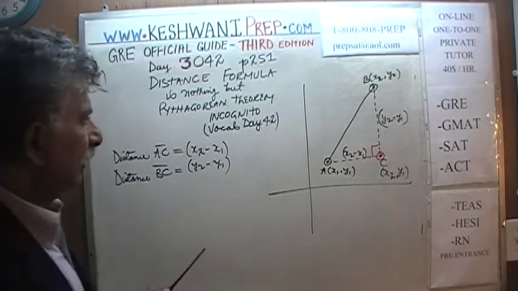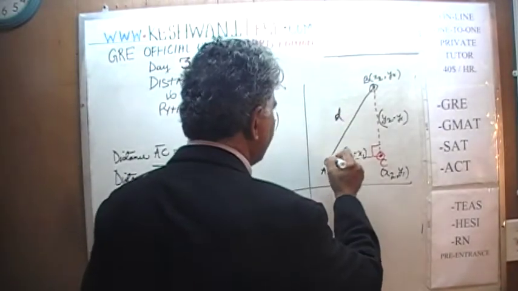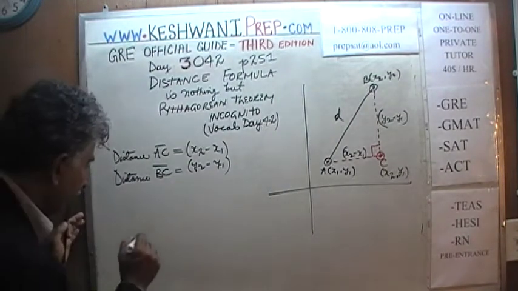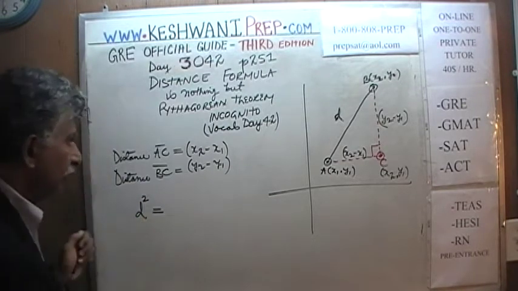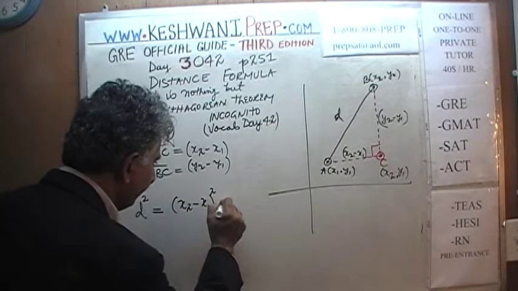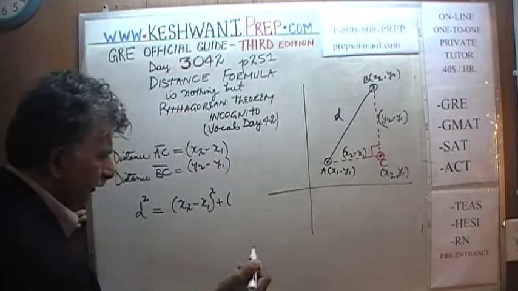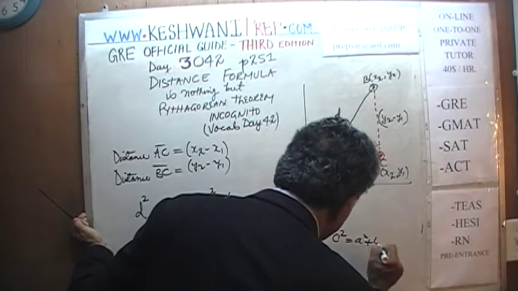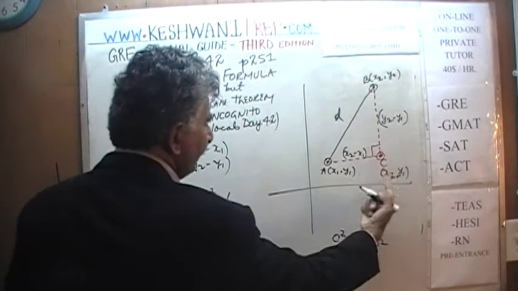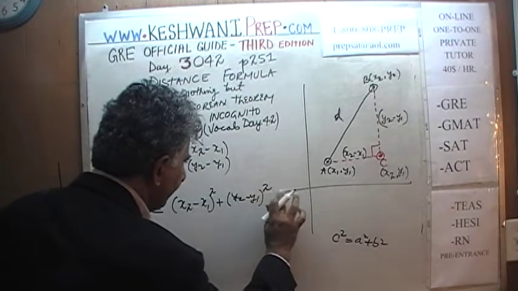Now we can tackle the hypotenuse. Let's call it d for distance, which is what we want to find out. We want to find out distance A to B. And now we apply the Pythagorean theorem. Pythagorean theorem tells us that the square of the hypotenuse has to equal the sum of the squares of the other two distances, x2 minus x1 squared plus, the Pythagorean theorem goes something like this: c squared is equal to a squared plus b squared. So plus the b squared, which is this part here, the B to C, is y2 minus y1 squared.